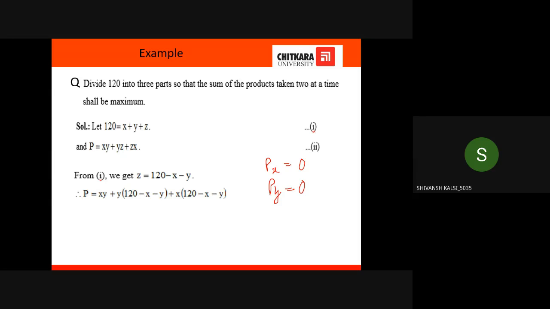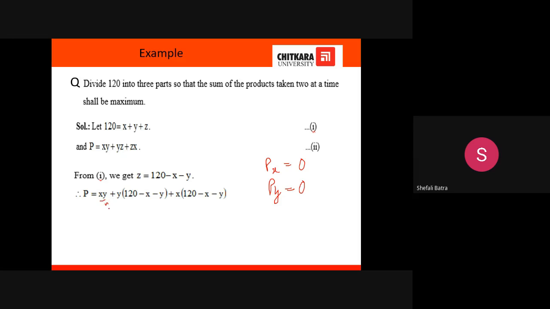Y plus Z is equal to 0, X plus Z is equal to 0. Z will not come, beta. We have removed the z. Sorry, sorry. Remove z, and differentiate with respect to x.